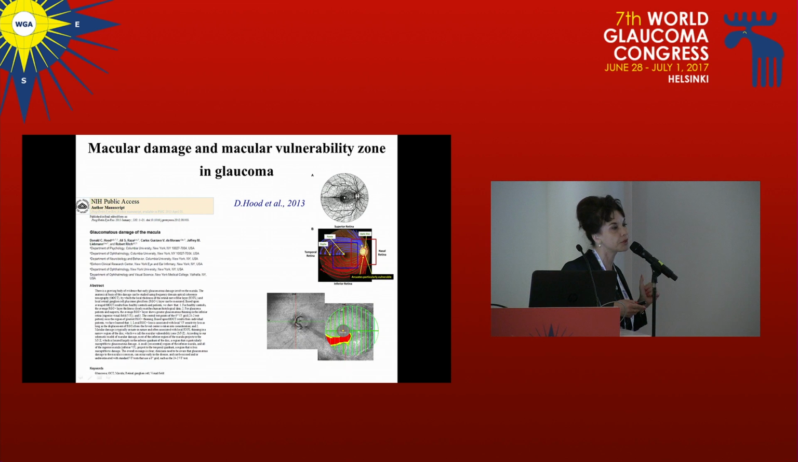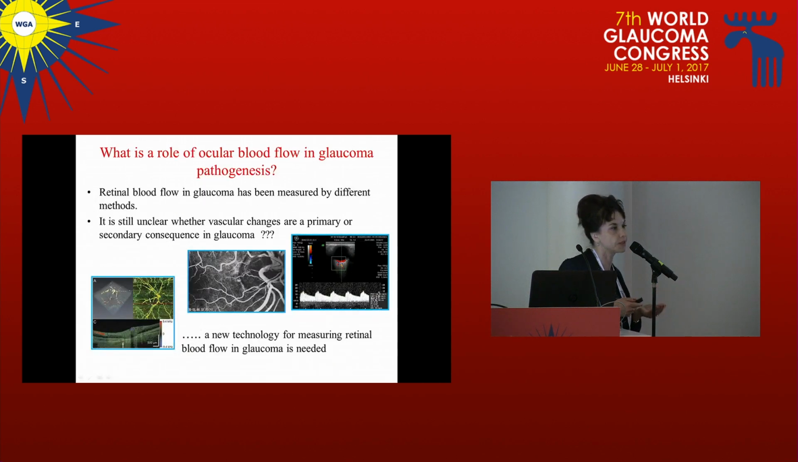However, this assumption hasn't been proved yet, and it determines the importance of ocular blood flow evaluation in glaucoma. Many different methods have been used in order to answer the question whether vascular changes are a primary or secondary consequence in glaucoma.